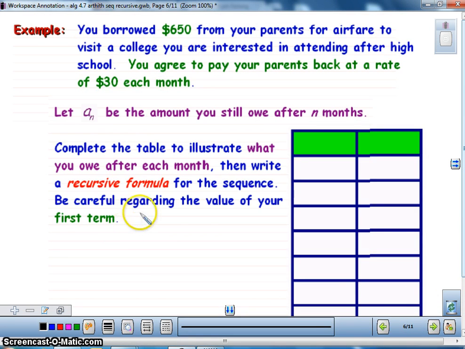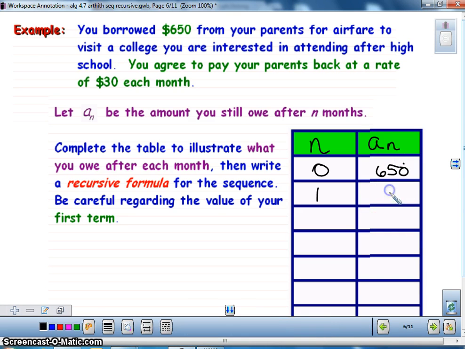Here's another example we want to talk about. You borrow $650 from your parents for an airframe division at college you're interested in attending after high school. You agree to pay your parents back at a rate of $30 a month. Let a_n be the amount that you owe after n months. So we're going to start this off and put n, and a_n is the amount that you owe. Complete the table for what we owe each month, then write a recursive formula. Now, we might want to start off as originally we owe them $650. After the first month, we're down to $620.